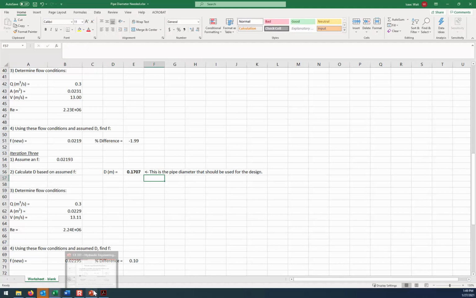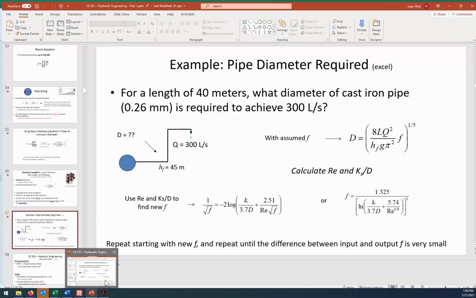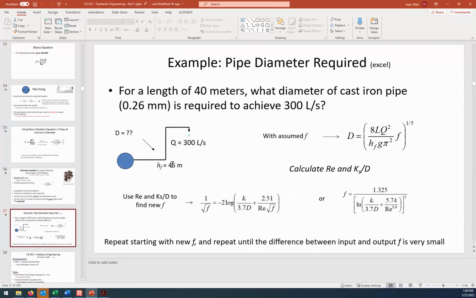0.170. Now, they probably don't make a pipe exactly that diameter. So what you'd need to do is you'd need to buy the next larger commercial available pipe size. So you'd round up, and then it would turn out that your head loss would be slightly less than the 45 meters of head loss that was anticipated.